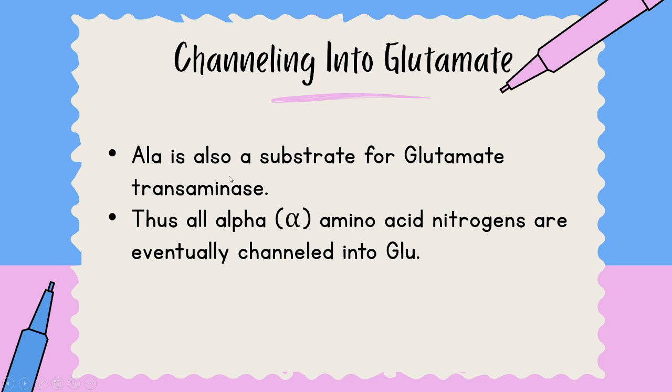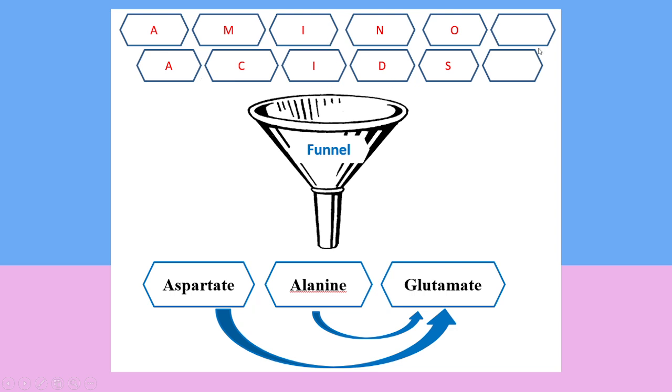Channeling into glutamate, all the amino acids will be transaminated and channeled into glutamate. Alanine can also be a substrate for glutamate transaminase. So by this, all the alpha amino acid nitrogens in all amino acids, of course, except the exceptions that we have already mentioned earlier, are going to be ultimately channeled into glutamate. All the amino nitrogens from the amino acids will be funneled into the key amino acids, and even aspartate and alanine amino groups will be funneled into glutamate.